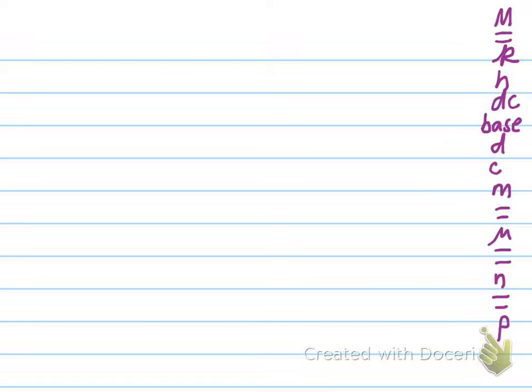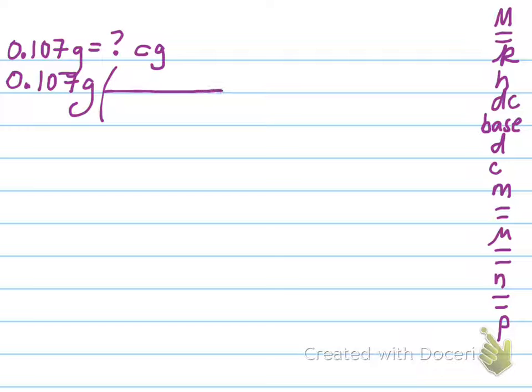Okay. Our next problem, 0.107 grams is how many centigrams? So again, I start with my given. Grams have to go in the denominator to cross out. Centigrams are what I'm converting to, so that'll go in the numerator. Grams are larger, it's my base. And 1, 2, which is also, the other way I can write that is a 1 with 2 zeros behind it. Right. A 1 with 2 zeros.